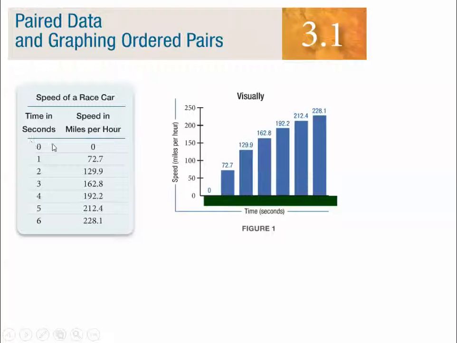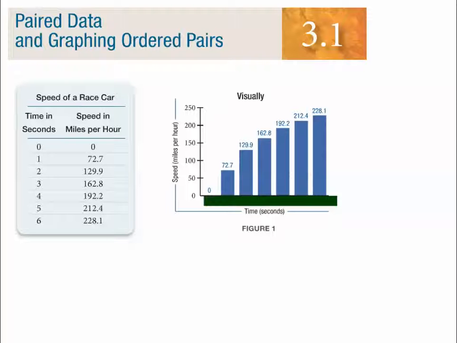Whenever there's a relationship between two different numbers, and the example the book gives you is the speed of a race car in terms of seconds and how many miles per hour it's going. So at 0, of course, it's going 0 because time hasn't started, right? At exactly 1 second, this race car is going 72.7 miles per hour. At exactly second 2, now it's at almost 130 miles an hour. So whenever there's a relationship between two different sets of numbers, you got yourself a graph.